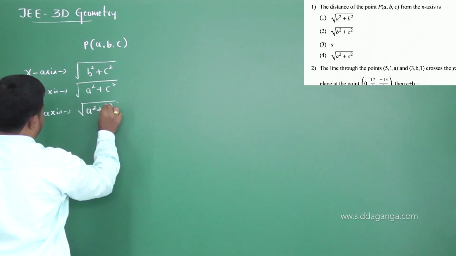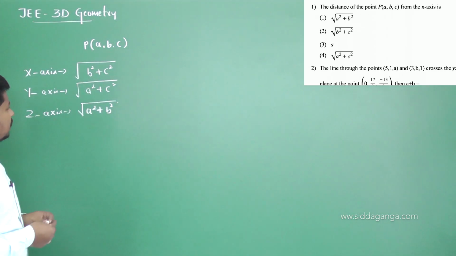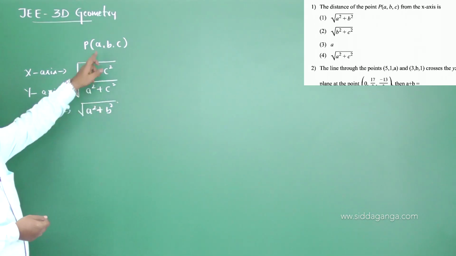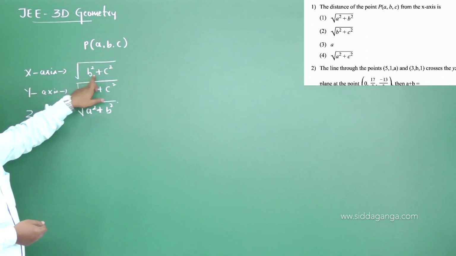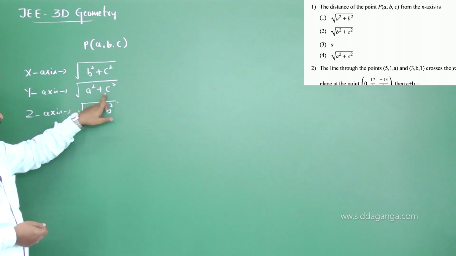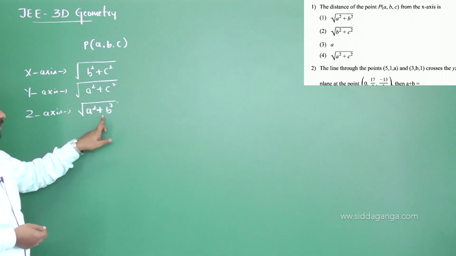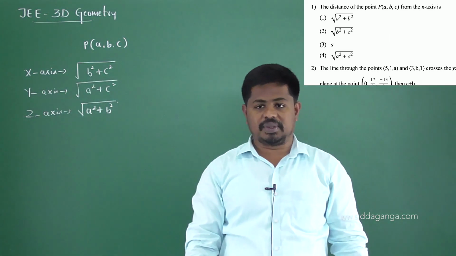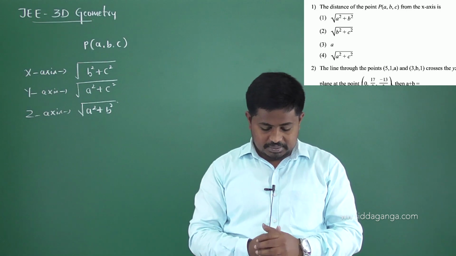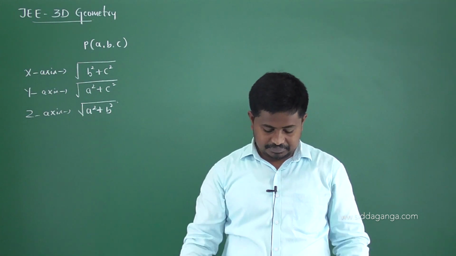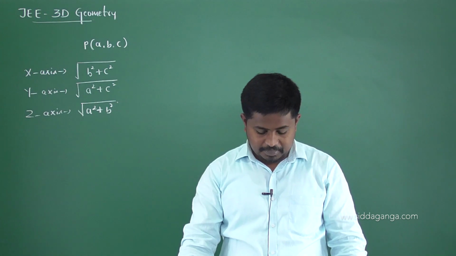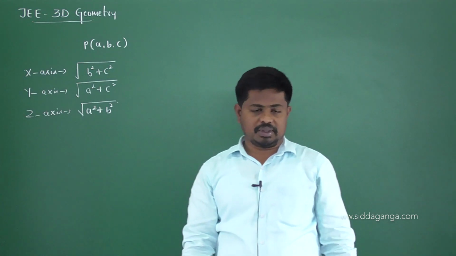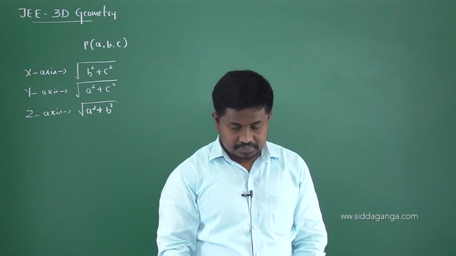So, these are the shortcuts we learned before in first PU level. The distance of any point P with coordinates a, b, c from the x-axis is root of b square plus c square, from the y-axis is root of a square plus c square, and from the z-axis is root of a square plus b square. So, our option 2 is the correct one. This is the result discussed in the previous classes. The distance of point P from the origin is root of a square plus b square plus c square. Okay. Now, let us move to the second question.